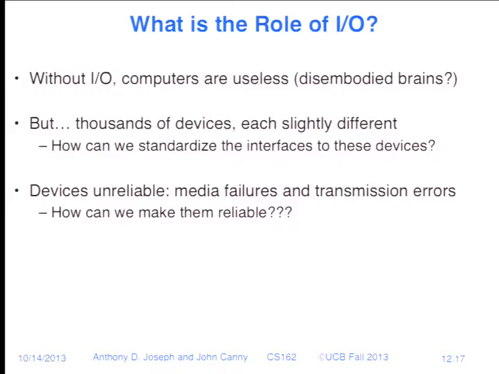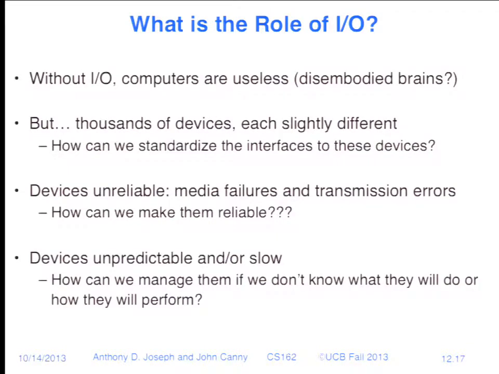We also have to worry about the reliability of devices. They can fail, and certainly communication can fail. And it doesn't have to be any problem with the PC that you're working with. Anything on the network or at the other endpoint of a connection can be causing trouble. And devices are unpredictable and often slow, and they seem to get slower over time for interesting reasons.